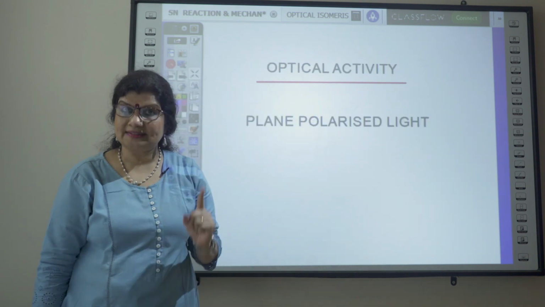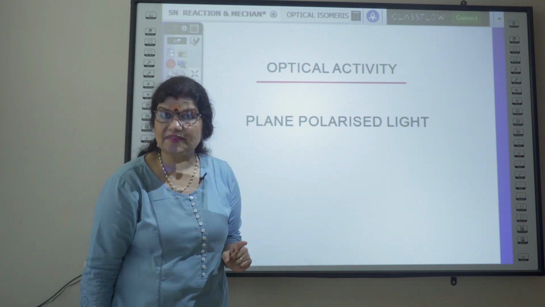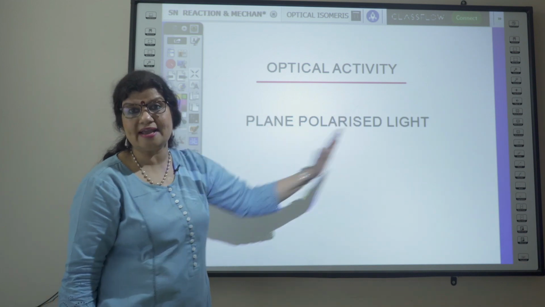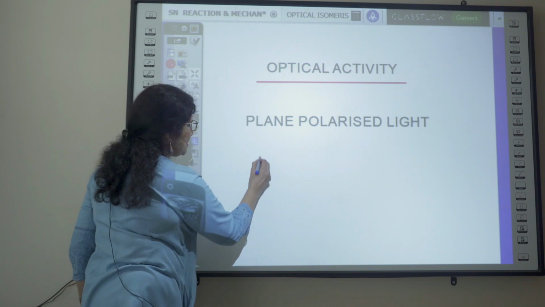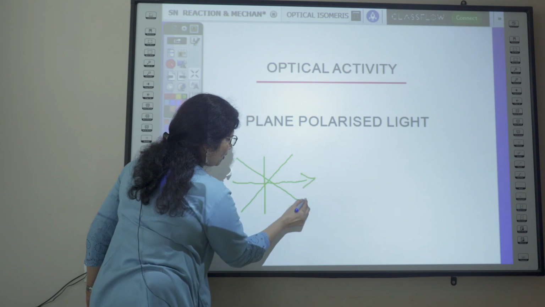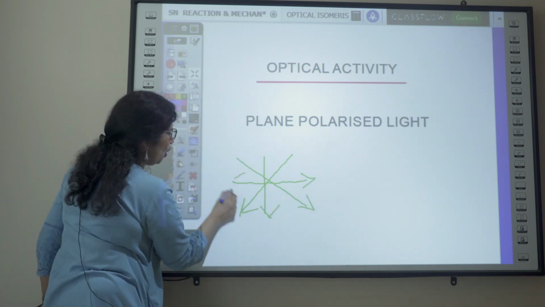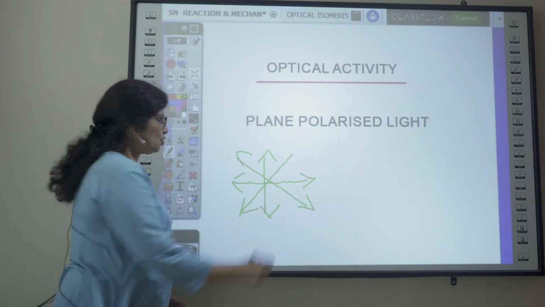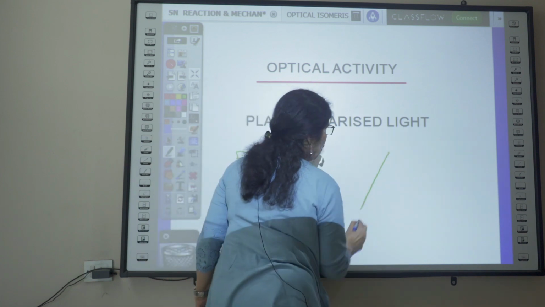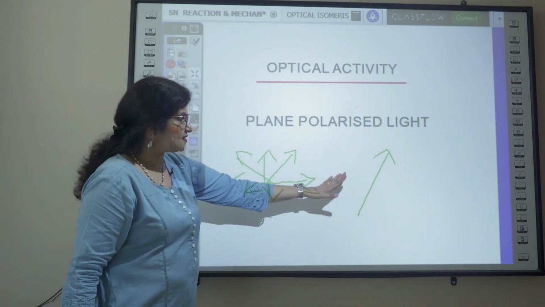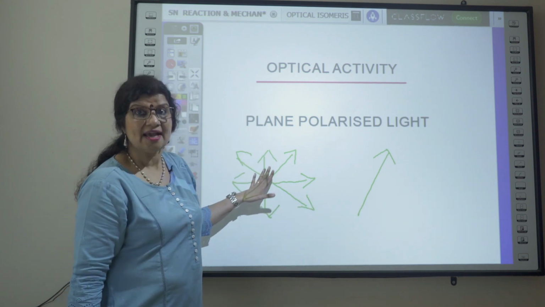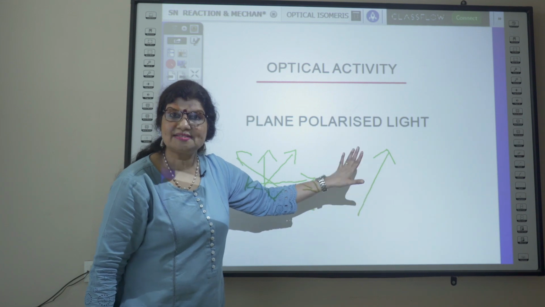Now what is optical activity? To understand what optical activity is about, we first have to understand what is meant by plane polarized light. Okay? Now, ordinary light vibrates in all the planes. This is how ordinary light looks. Vibrates in all planes. Okay? A plane polarized light is one which vibrates only in one plane. So this is a plane polarized light. So when you pass ordinary light through a polarizer, it gets converted to plane polarized light.